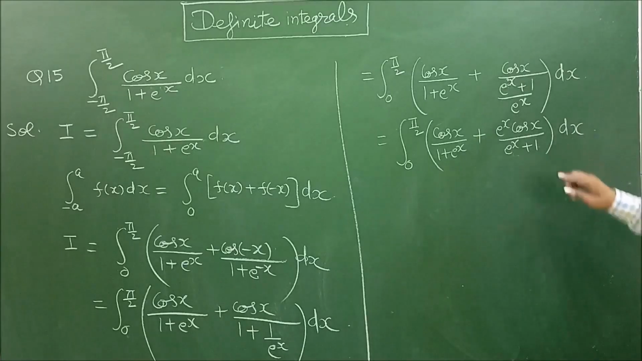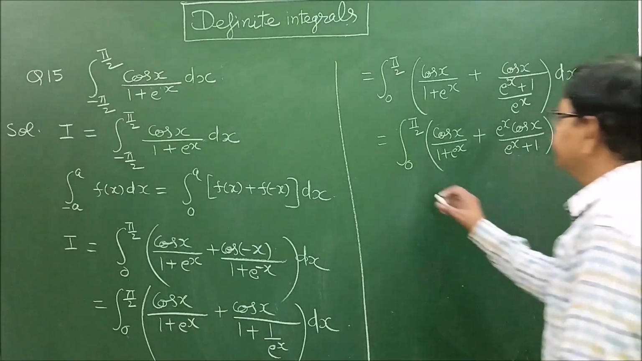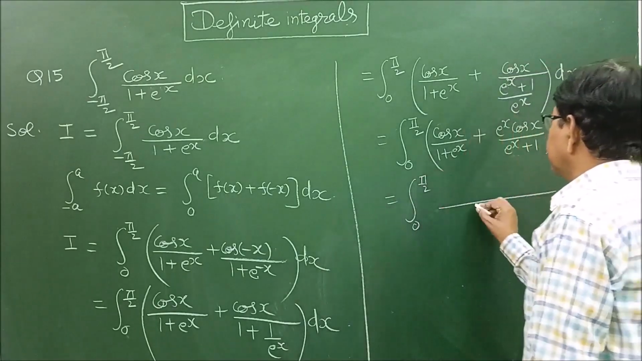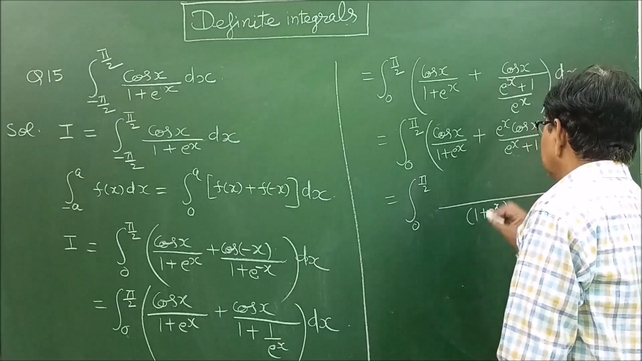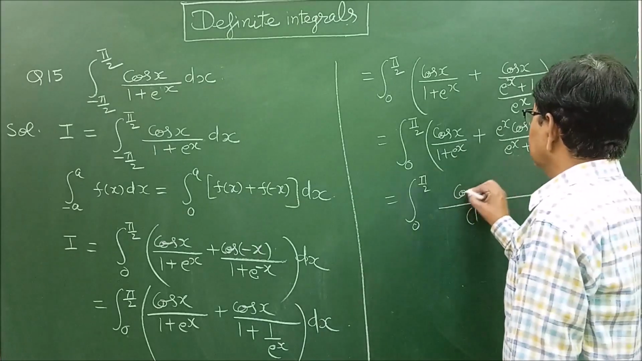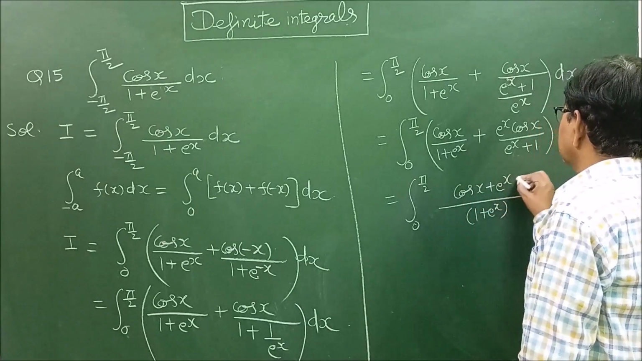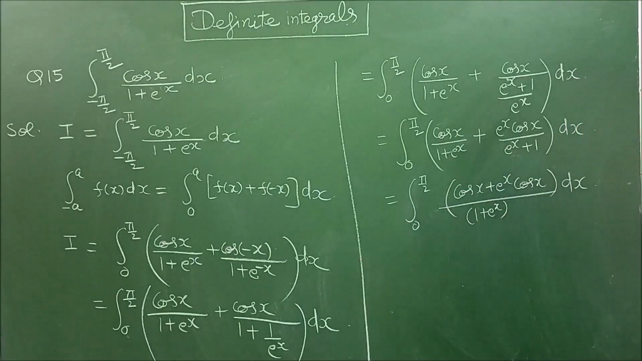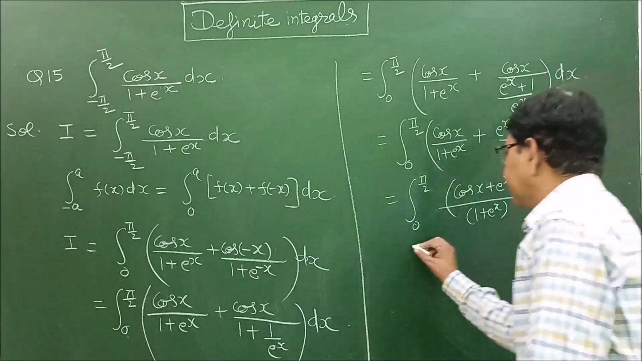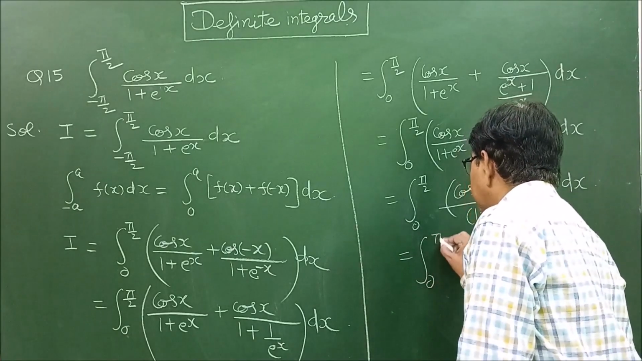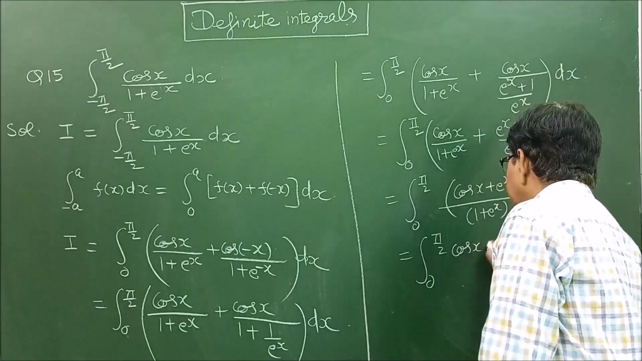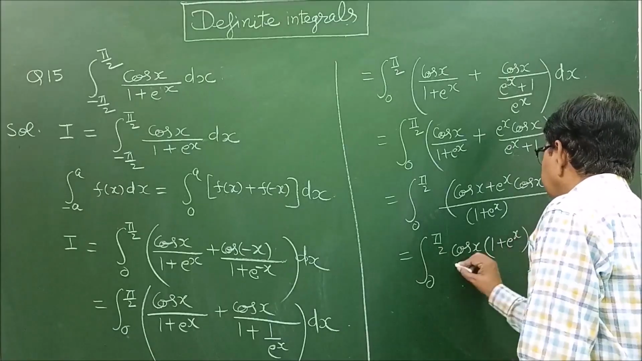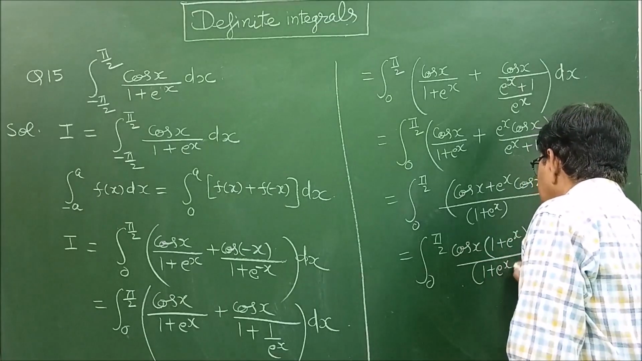Now if we take the LCM, then 0 to pi by 2, LCM is 1 plus e^x, cos x plus e^x cos x dx. So in the numerator cos x can be taken as common, so 0 to pi by 2 cos x into (1 plus e^x) upon (1 plus e^x) dx.